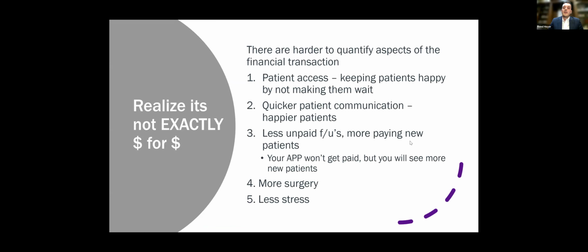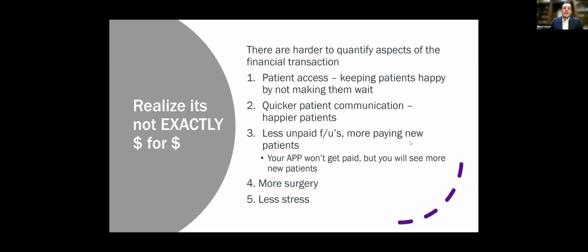I also think it bears mentioning that these are not exactly dollar for dollar transactions. There are certainly harder to quantify aspects of this transaction that can be included in your calculus when you're hiring an APP. For example, hiring an APP will likely improve patient access and reduce waiting times. It will likely improve patient communication, as your APP can communicate results and return phone calls in real time while you're doing surgery.